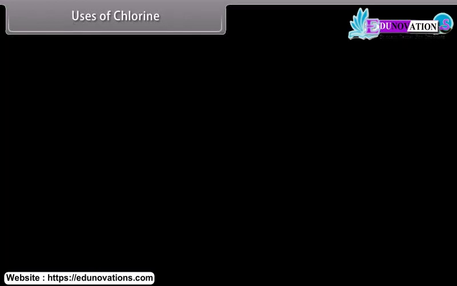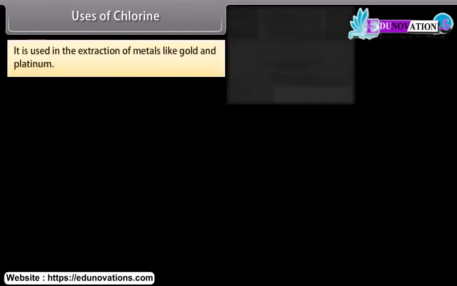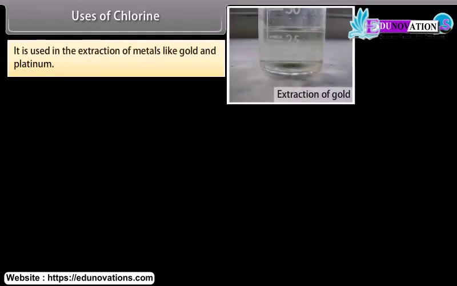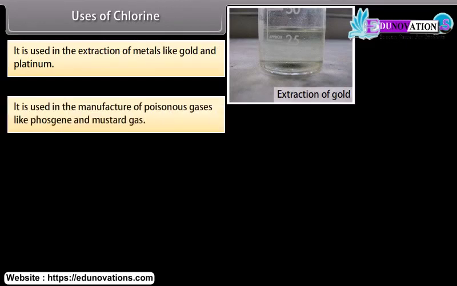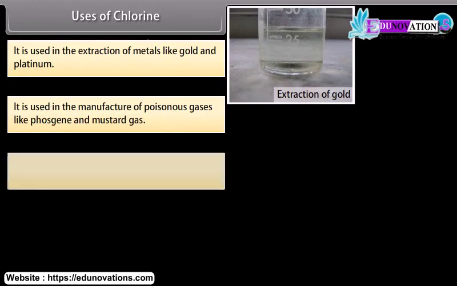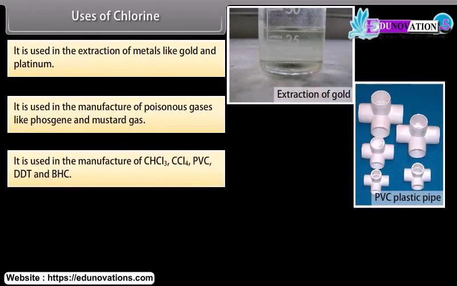Uses of chlorine. The important uses of chlorine are the following. It is used in the extraction of metals like gold and platinum. It is used in the manufacture of poisonous gases like phosgene and mustard gas. It is used in the manufacture of CHCl3, CCl4, PVC, DDT and BHC.